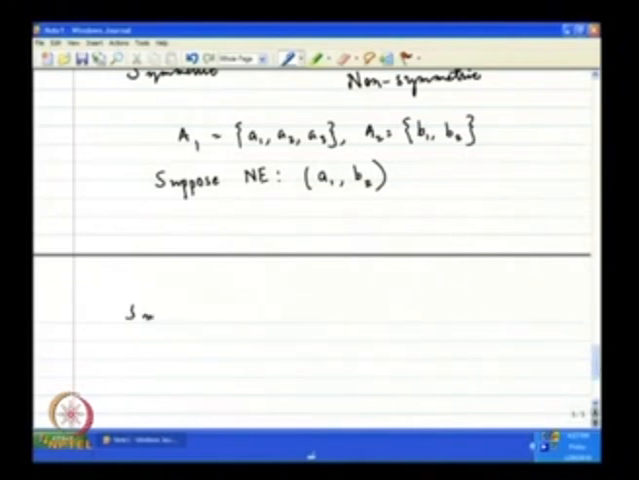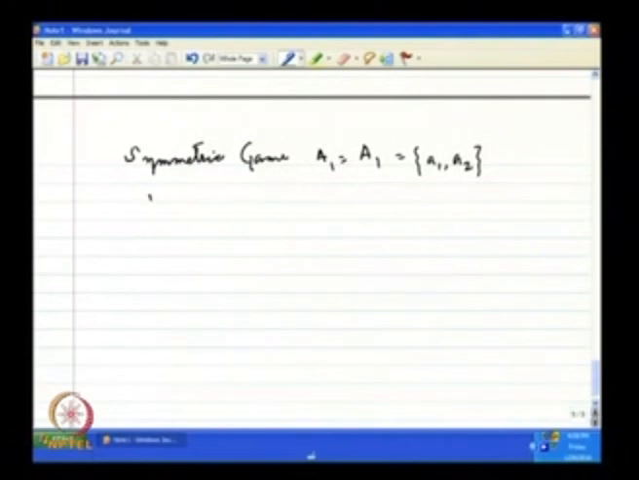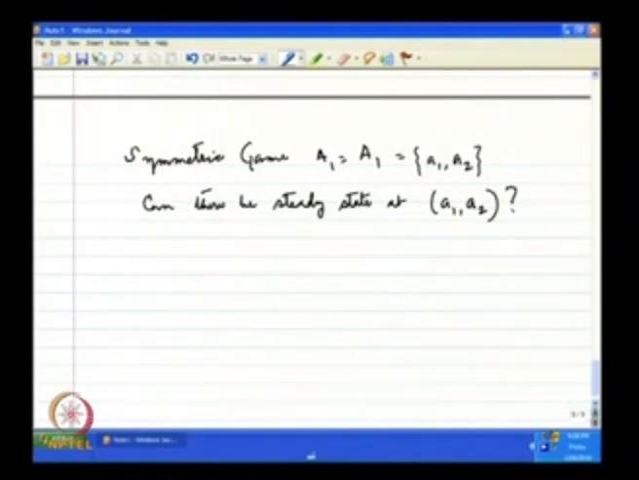But if I have a symmetric game, then I cannot say that these actions are A1, A2 and A3 and B1 and B2. Then the action sets are the same. Let us suppose the action set is A1 and A2 to make it simple. Then can there be a steady state at A1, A2? What is meant by that is, can A1, A2 be a Nash equilibrium in a steady state sense? And the answer is no.